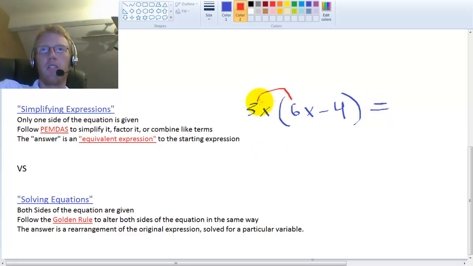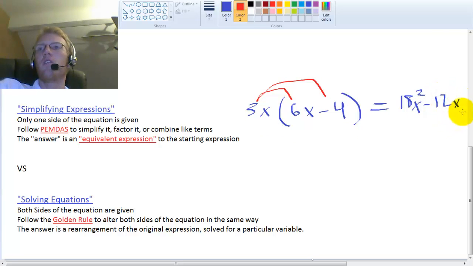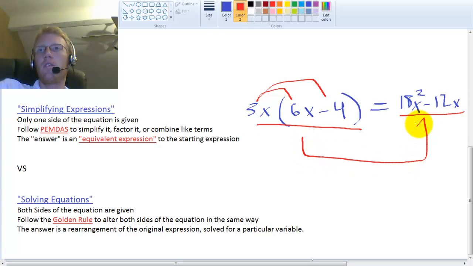So you solve this by distributing, okay, and you get 3x times 6x. 3 times 6 is 18. x times x is x squared. We're professionals now with exponents. And 3x times negative 4 is negative 12x, okay? So this right here and this right here, these two are equivalent expressions.